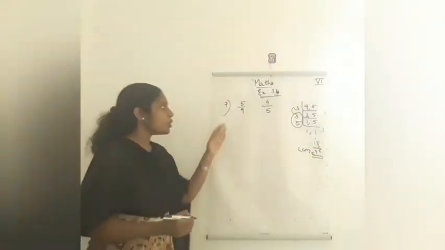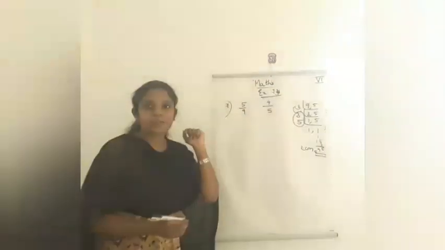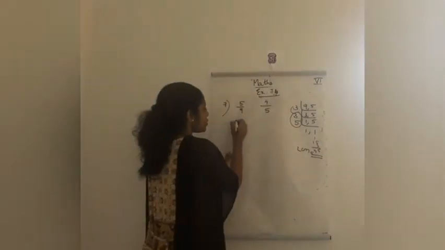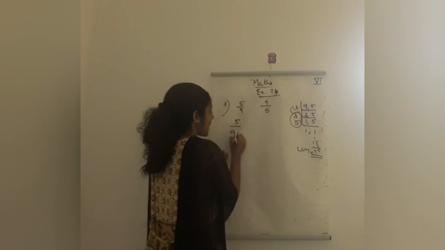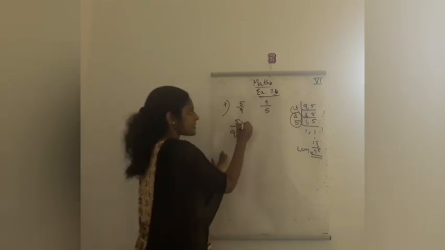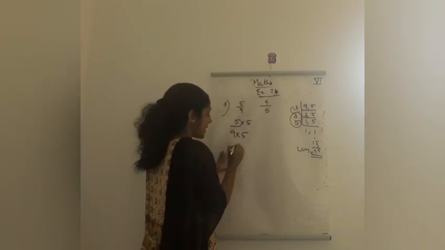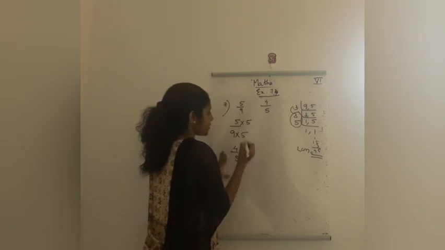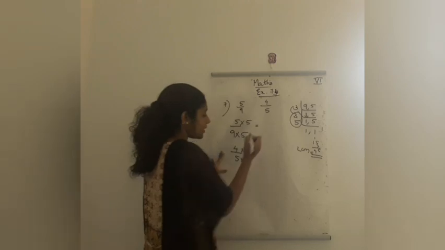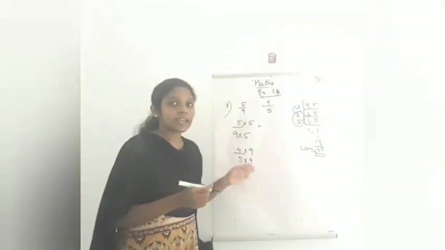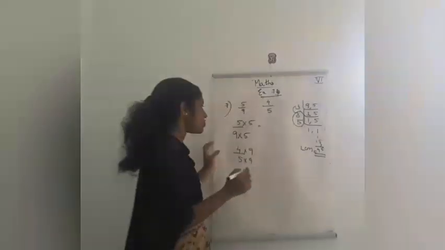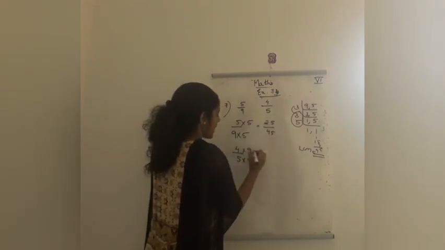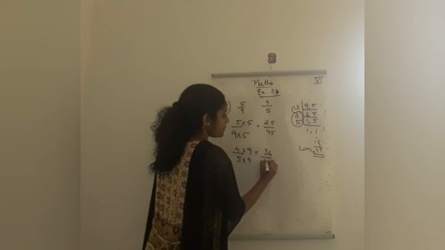So what you have to do is make the denominators 45. Try to make the denominator 45. 9 into 5s are 45, so multiply the numerator by 5 as well. For 4 by 5, multiply 5 by 9 to get 45, and the numerator must be multiplied by 9. Whatever you multiply the denominator by, do the same to the numerator. So here 5 into 5 is 25 by 45, and here 9 4s are 36 by 45.